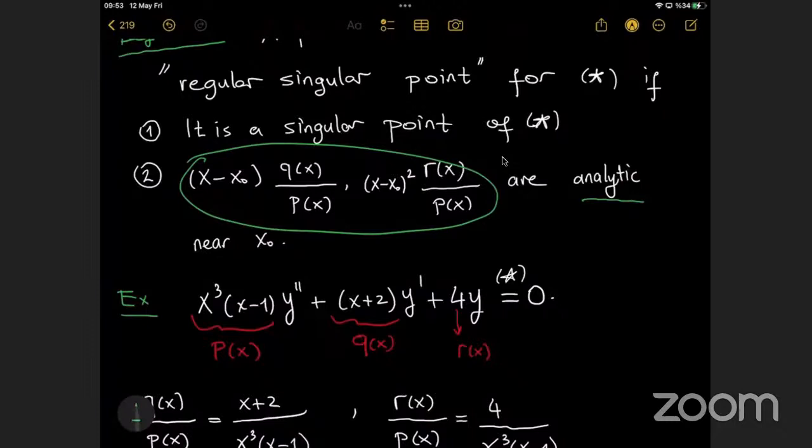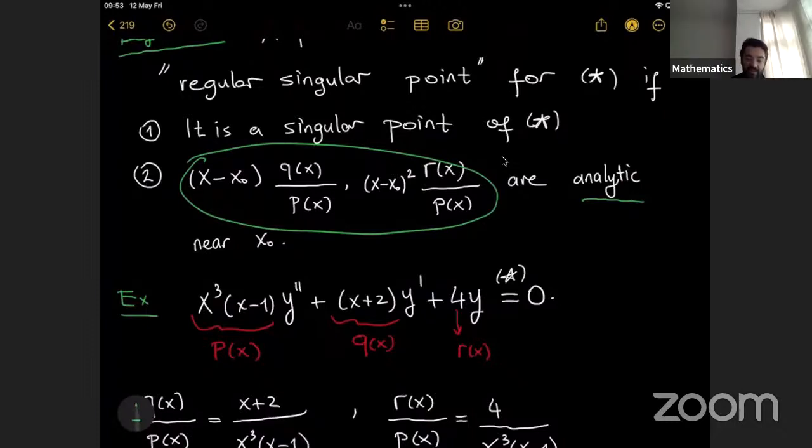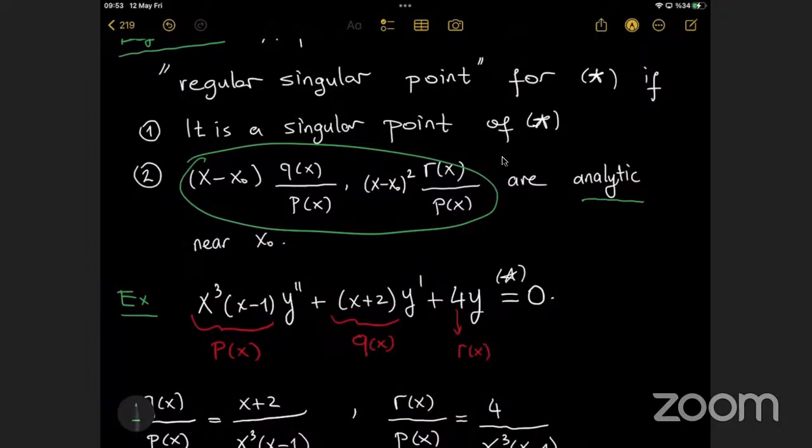So after you multiply with x minus x0 and x minus x0 squared, it's analytic. In that case, you say it is a regular singular point. Okay, it is still a singular point, but it is not much singular, I would say.